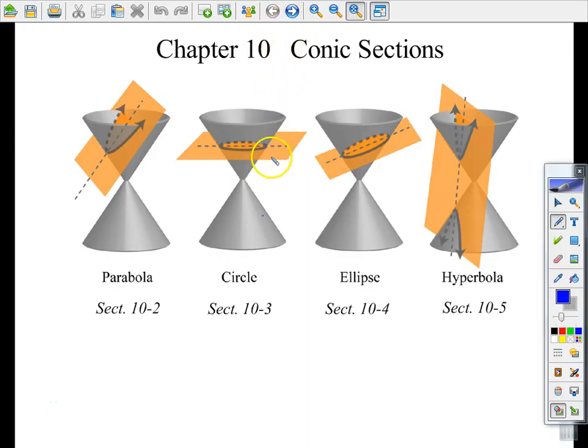So it's my goal today to introduce you and have you practice the standard form circle equation, and then at the end of the lesson we'll take a quick look at how to graph these equations of circles.